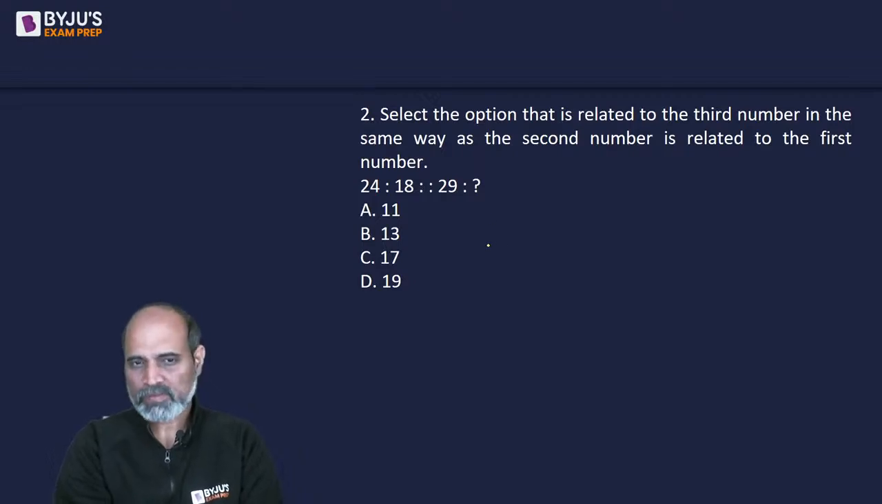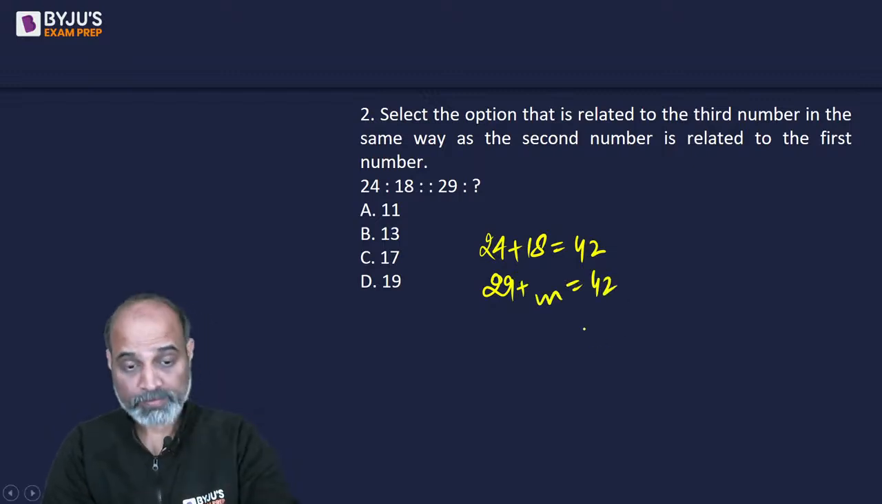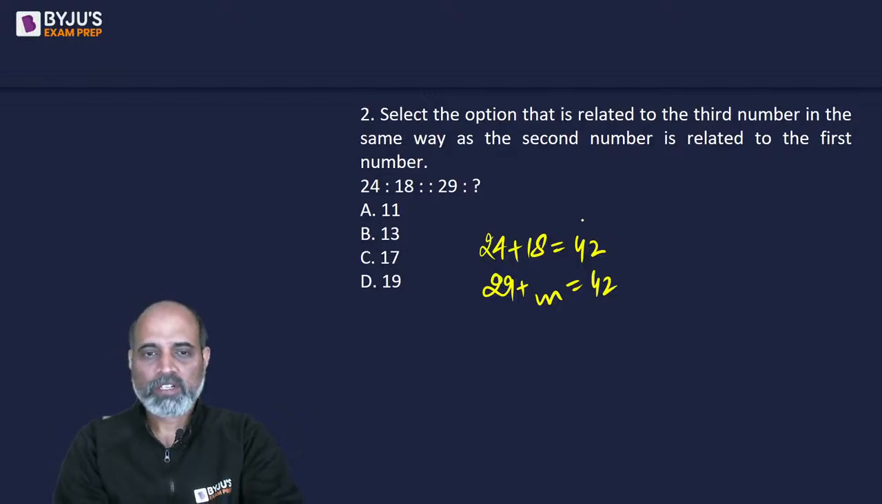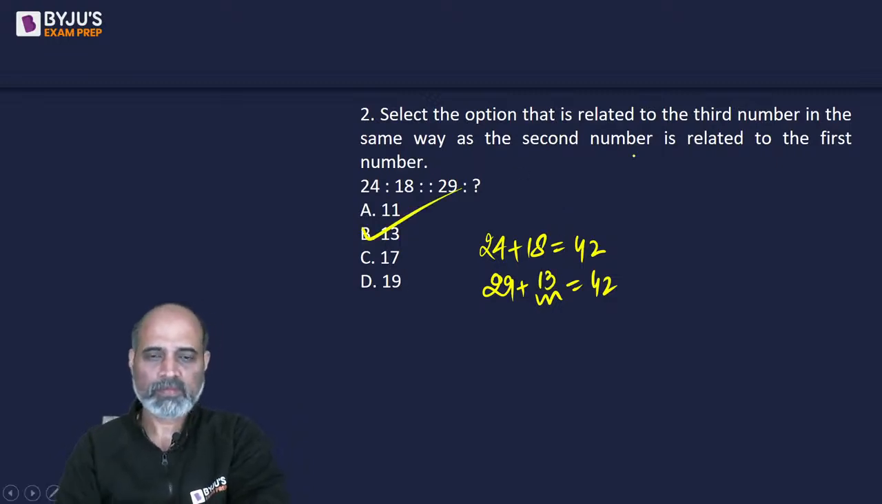Last option, 24 plus 18 gives you 42. So 29 plus what should give us 42, right? Because 29 looked like to be a prime number, but it's not. I mean, the prime number logic doesn't work. 29 is definitely a prime number. So it has to be 13. So ये match कर रहा है, right?